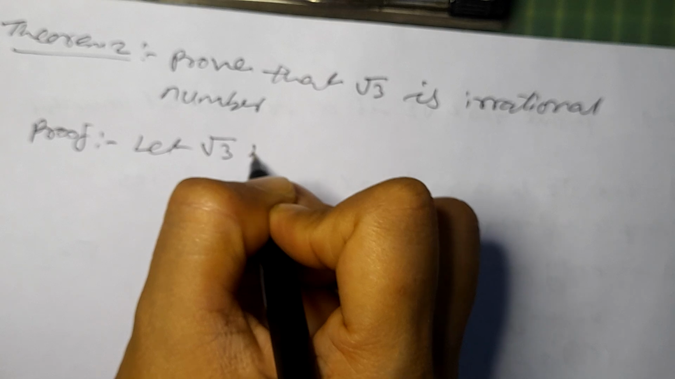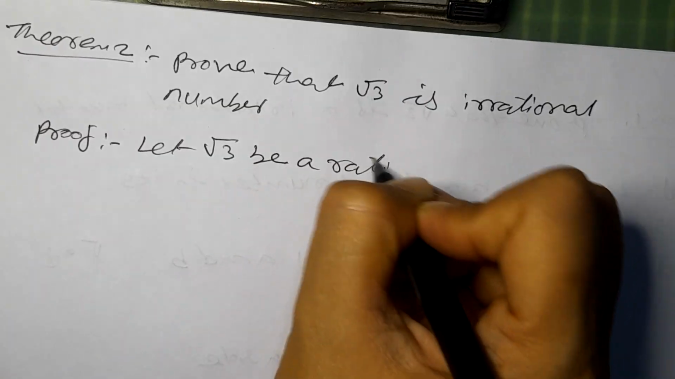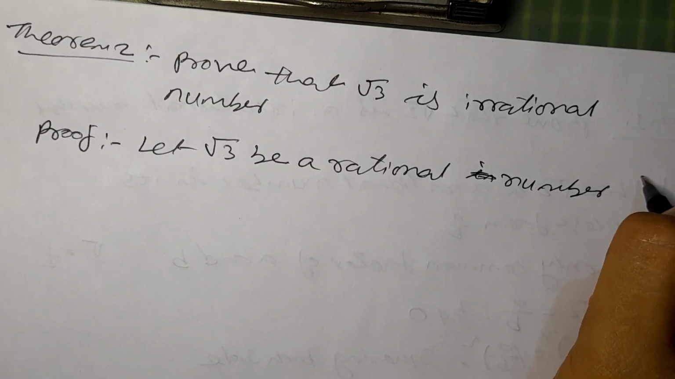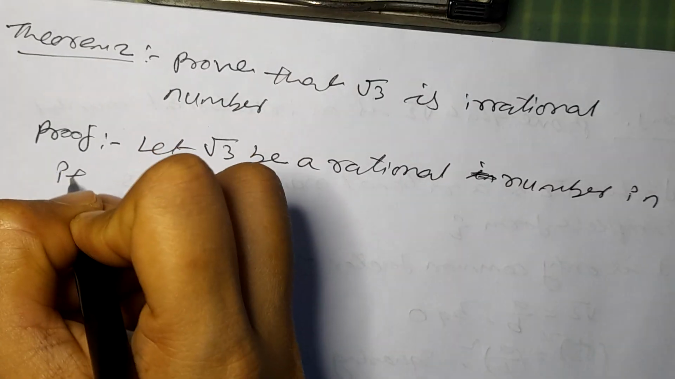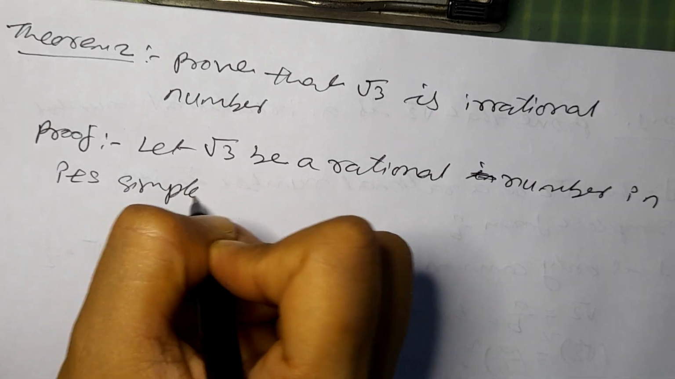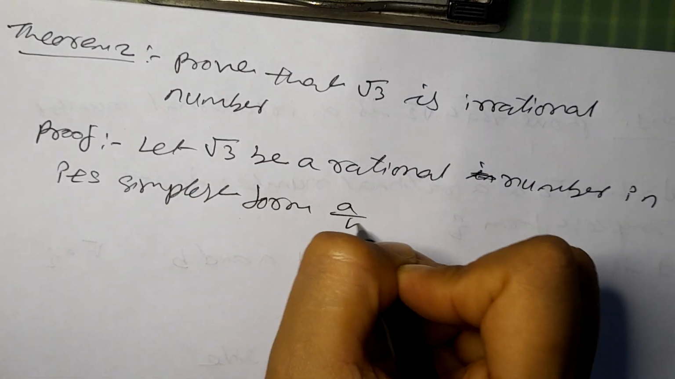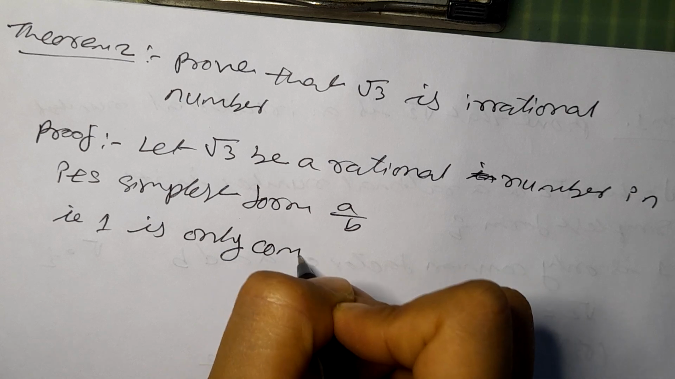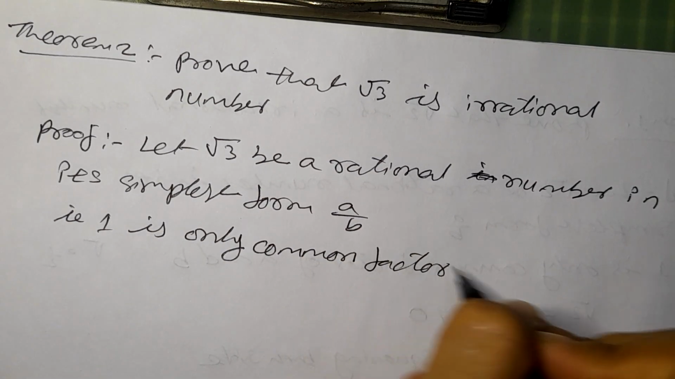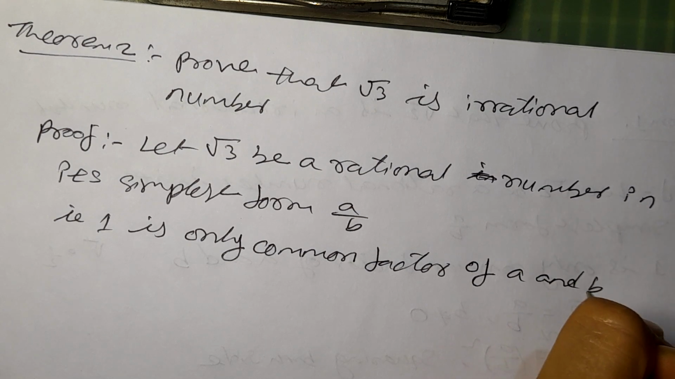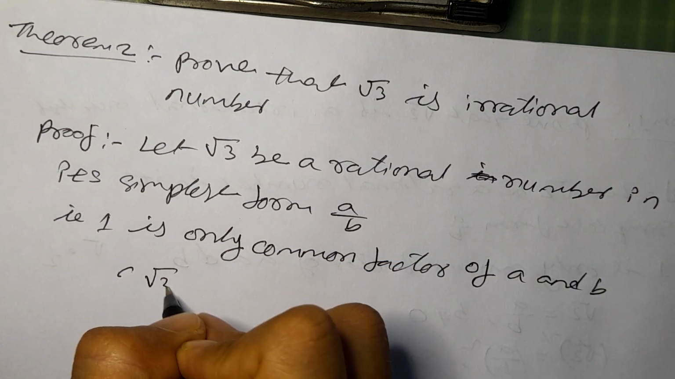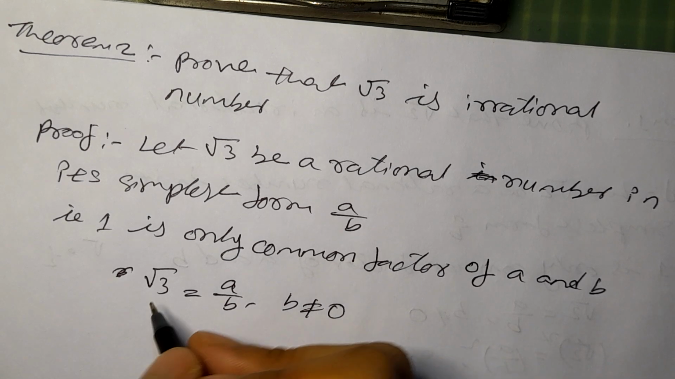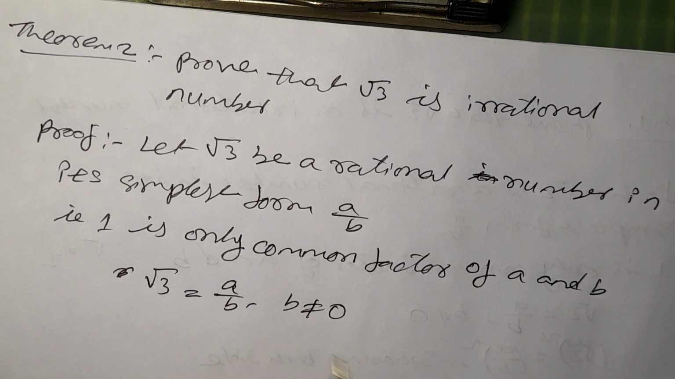Let root 3 be a rational number in its simplest form a by b, that is, 1 is the only common factor of a and b. Only 1 is the common factor. Therefore, root 3 is equal to a by b, since we have considered it a rational number, where b does not equal 0. And it is in the simplest form. So 1 is the only common factor of this a and b.